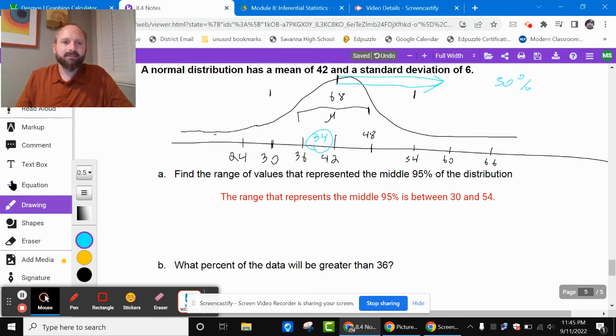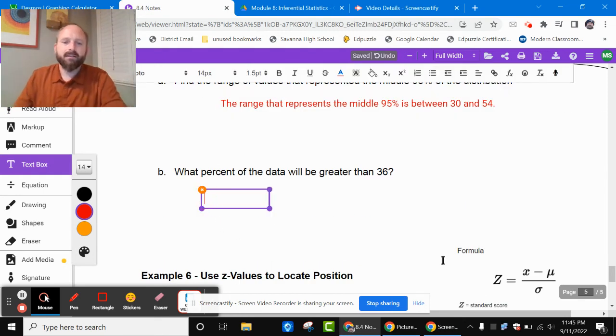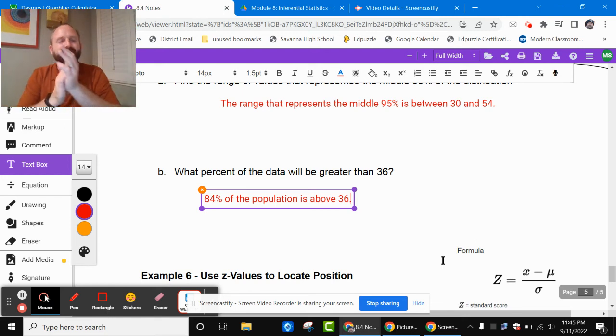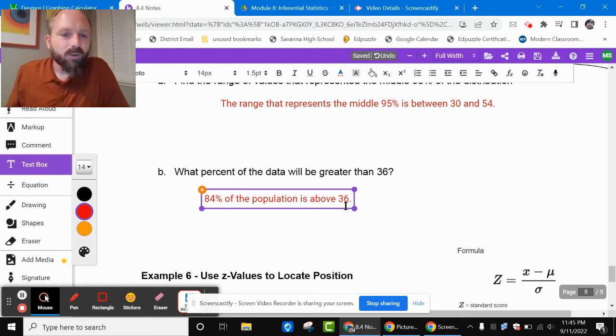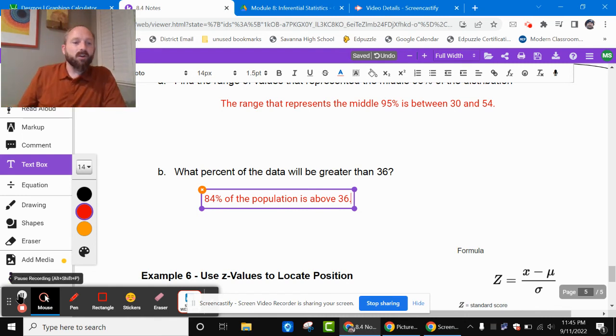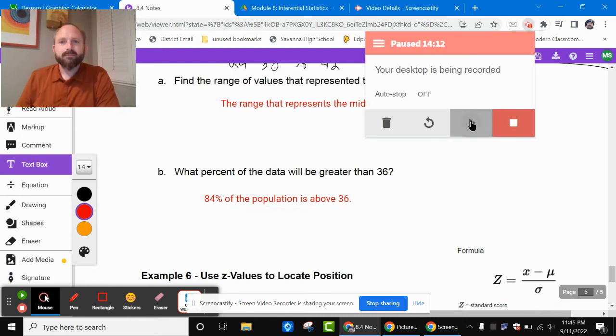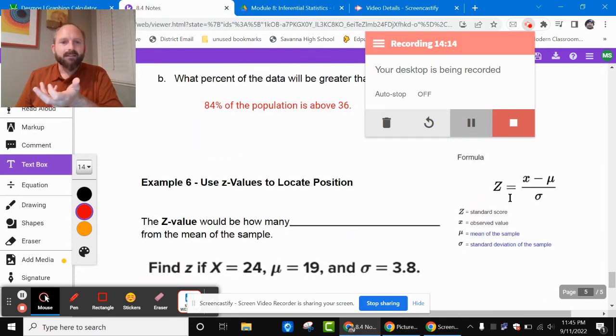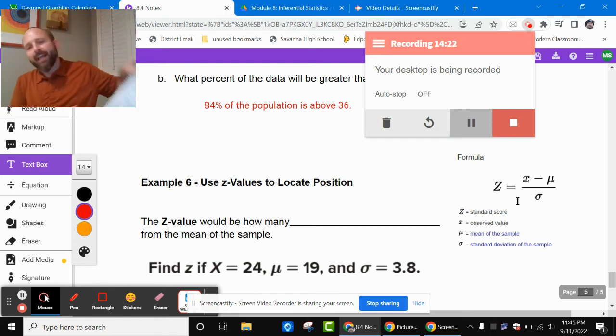That's it. So I'd say, hey, 84% of the population is above 36. That's it. Let's go on. So example 6. Use z-values to locate the specific position. Now we're not going to get a lot of this, so it's okay. We'll just jump in and try to answer it to the best of our ability.